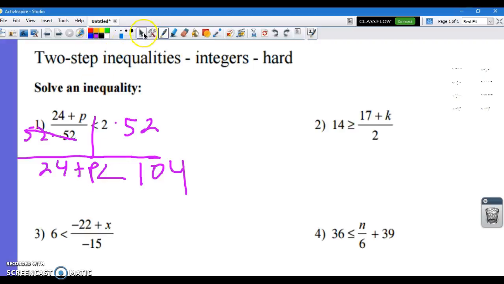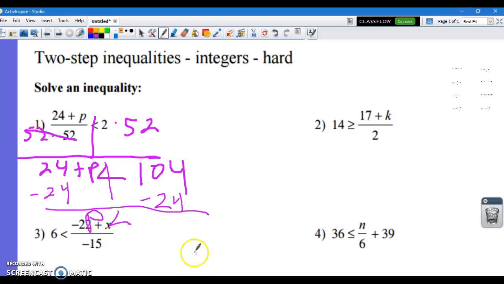Okay, so now, remember, we still need to go ahead and get p by itself. So the next thing that we have to move is going to be the 24. Notice it's a positive 24, so we're going to subtract 24 from both sides. Here and here. That will cancel out, leaving us with the variable of p. My inequality sign, and then we have the 104 minus the 24. That's going to give us a positive 80. So for this one, we have p is less than 80. I'm going to place that up here so I have some room to graph.